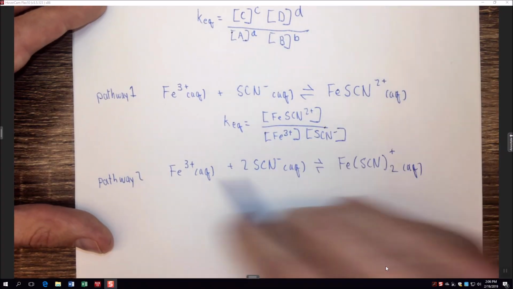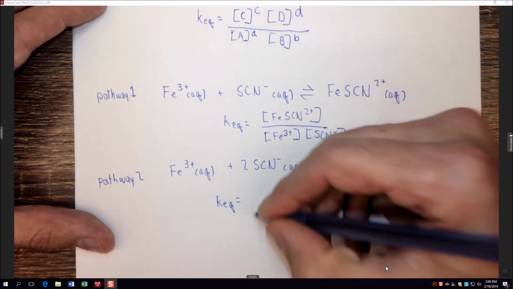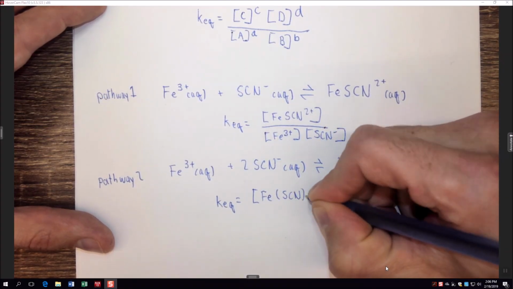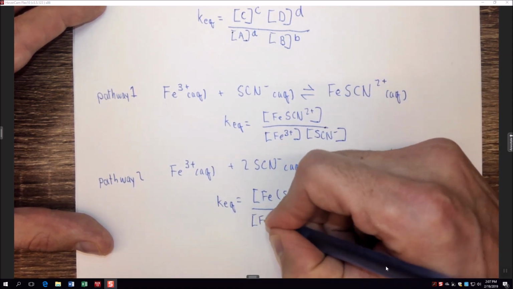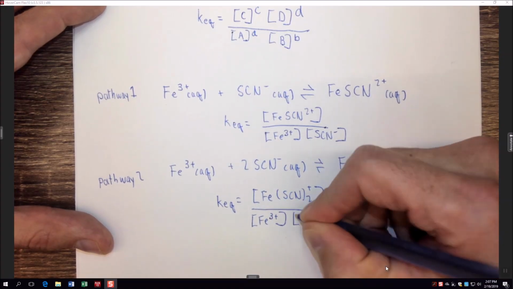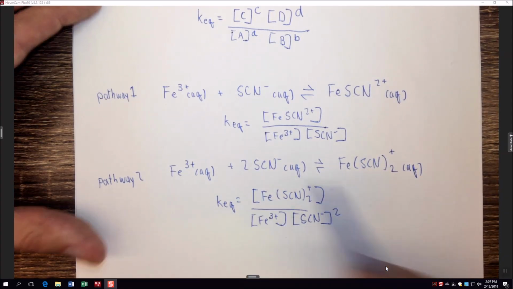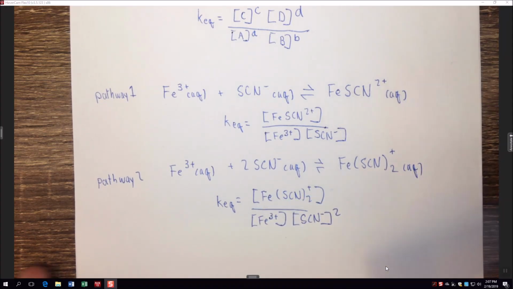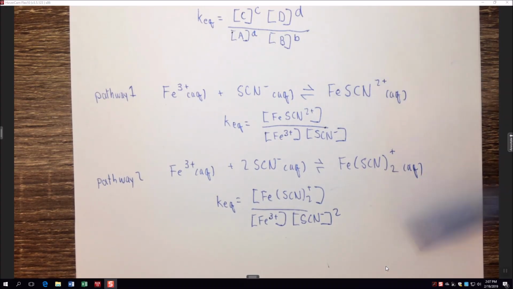In the bottom case, the equilibrium constant expression is going to be different. Here we have KEQ is equal to the concentration of Fe(SCN)2+ over the concentration of Fe3+ times the concentration of SCN- squared, because there's two of them. So here we have a different equilibrium constant expression. So that's great. They have different equilibrium constant expressions, but how are we going to use this information in order to determine which pathway this reaction is undergoing?